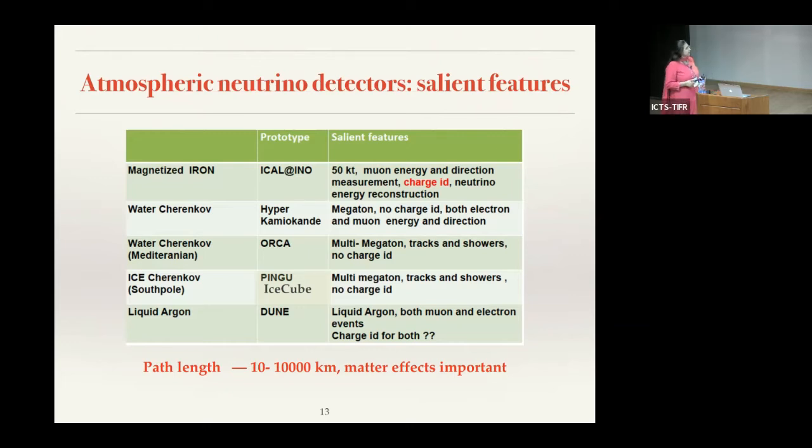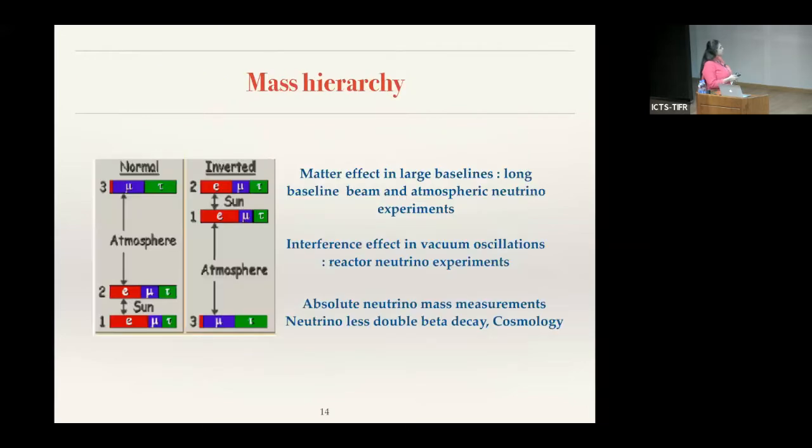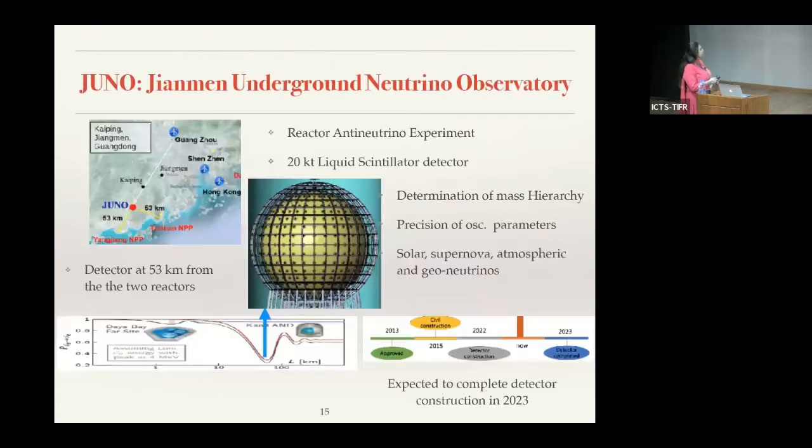For atmospheric neutrinos, as compared to long baseline, the matter effects are important because they pass through a large distance in the Earth. So the first goal is to determine the mass hierarchy, and it can come from the matter effect in large baselines and the interference effect in vacuum oscillations. That's what JUNO is aiming to do. Also, there is some sensitivity from absolute neutrino mass measurements, neutrinoless double beta decay, and cosmology.